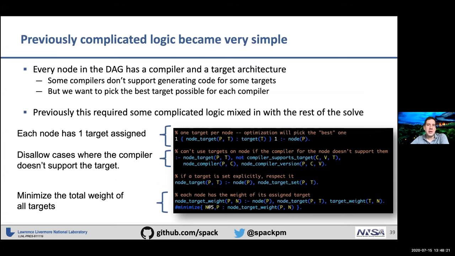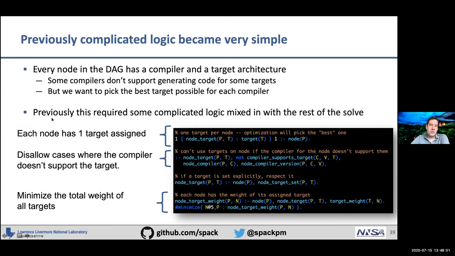Other logic has become pretty simple as well. One of the problems that we had in the previous version of the concretizer is that there was a little bit of a chicken and egg problem between picking a target and picking the right compiler to use for a build. If the user picks a compiler, then you can pick the best target that compiler supports with respect to what you're building on. If the user picks a target, you could pick the compiler that supports that target or the most recent one. But if they don't pick either, you have to optimize both of those at the same time.